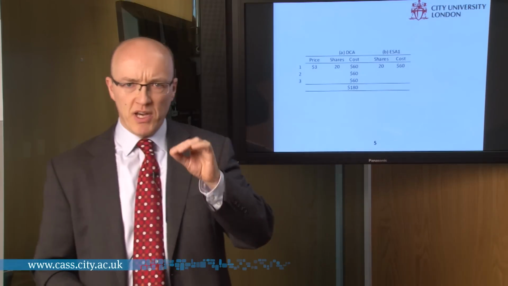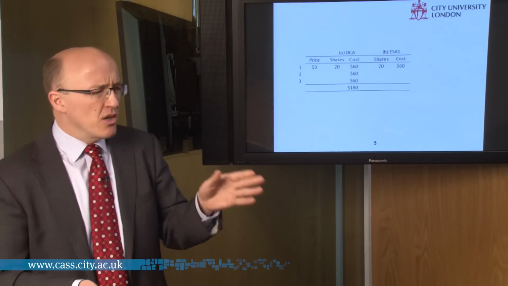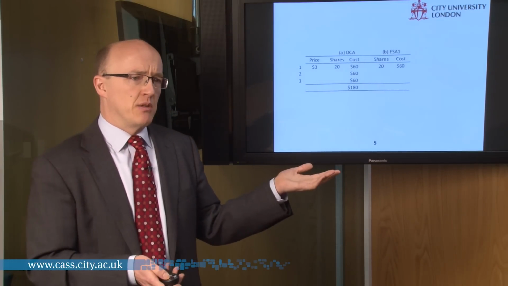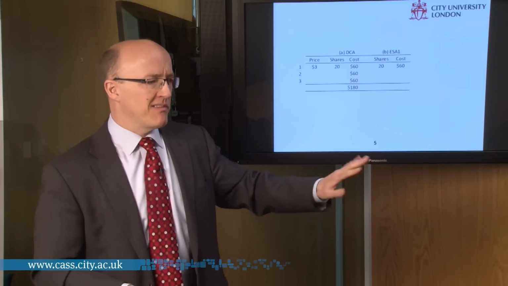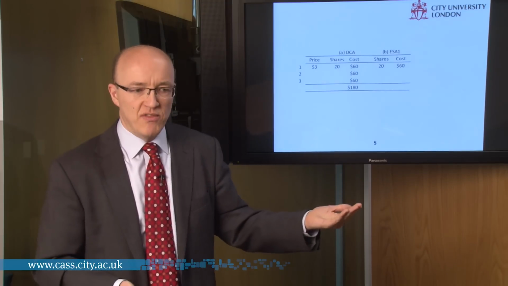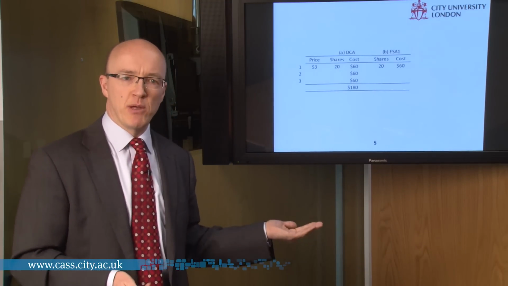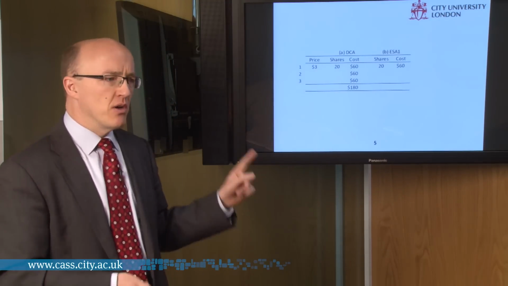What number of shares should we buy the first period? I'd argue it would be reasonable to buy 20 shares. That way we spend $60 this first period. If prices stay around this level, then we've achieved our objective and spent exactly the same amount. But what actually happens?